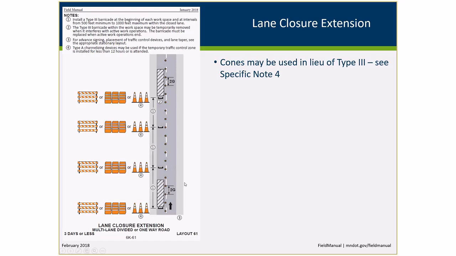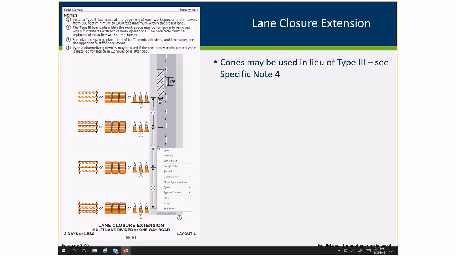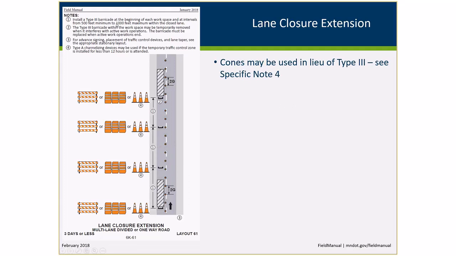On the lane closure extension layout, we've had this previously. We've added the option where they can use cones in certain situations. So see specific note 4. If the temporary traffic control zone is installed for less than 12 hours or is attended, they can have their channelizing devices along the lane line here, but then every 1,000 feet or so, depending upon the distance, you've got 500 feet or 1,000, depending upon where the work is actually occurring, you need to have a Type 3 barricade to really make it clear to the drivers as they're going through here that they can't go into that lane.